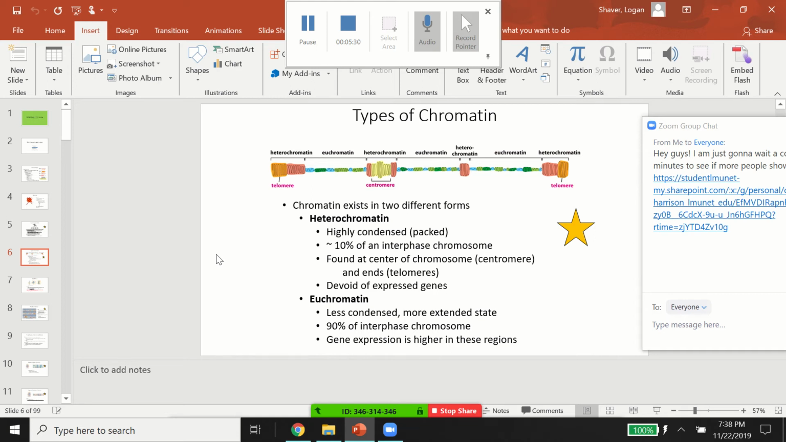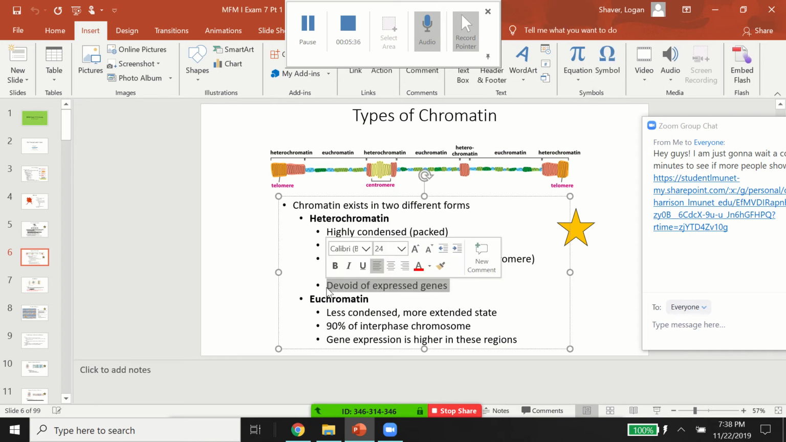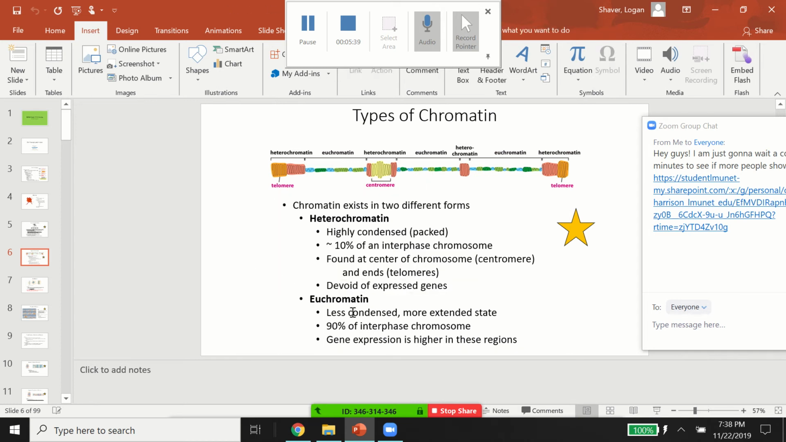But anyway, heterochromatin, what it says right here sums it up for you pretty much. Devoid of expressed genes, while euchromatin is going to be higher gene expression. So they're like the opposites of each other. While heterochromatin is not really going to be expressed as often, euchromatin is by far the more expressed.